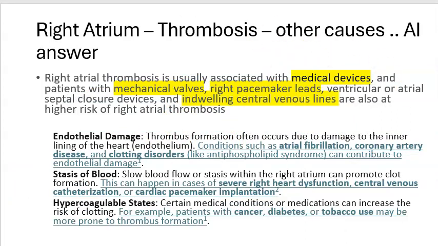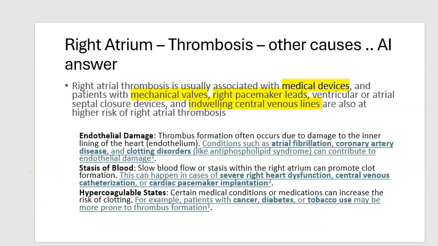what other reasons can be there? Not anatomical exactly. Basically sometimes they will put central venous lines, right? You would have seen in ICU, etc. That can be a cause. Medical devices, some mechanical valves. Some people can have pacemaker leads, the electrodes, whatever they are calling. So those things can be the nidus again for thrombus formation. Then if there's endothelial damage, atrial fibrillation, stasis of blood, hypercoagulable states of blood, all those can lead to thrombus in the heart, especially in the right atrium, which we are focusing on now.